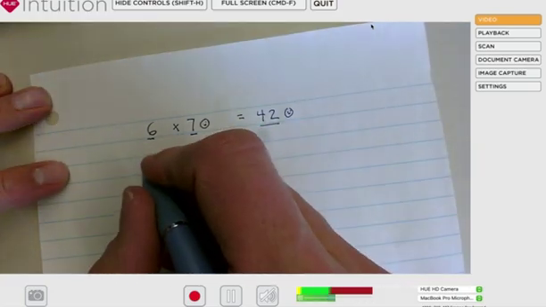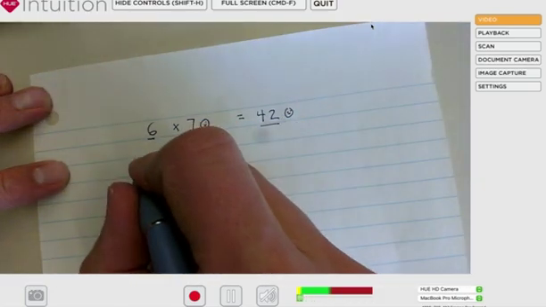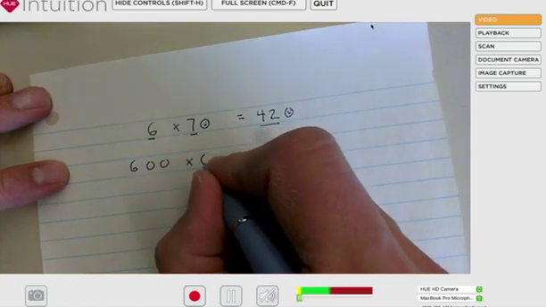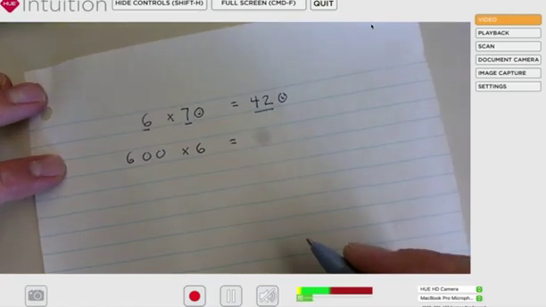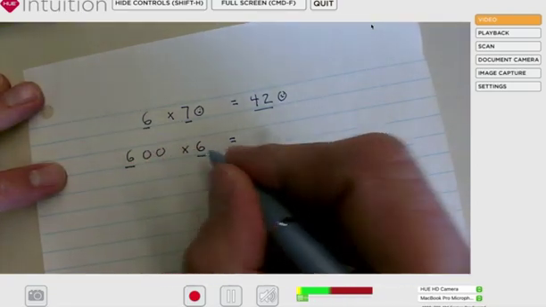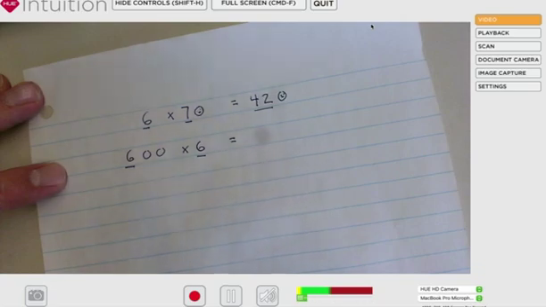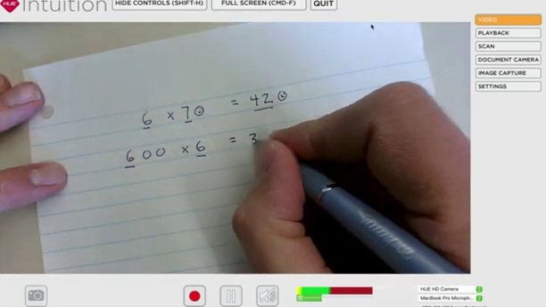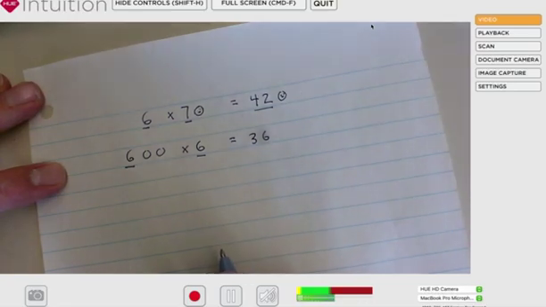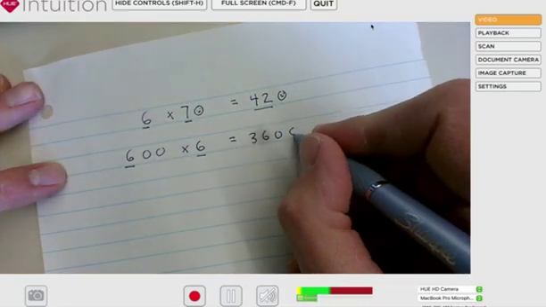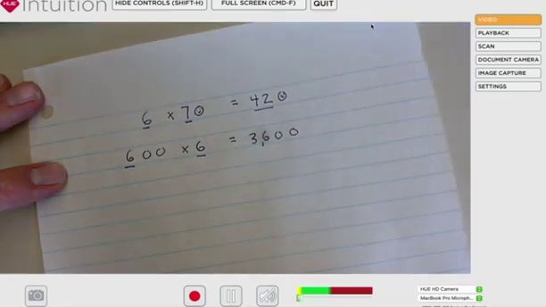Well, Mr. Brown, would it work the same way if one of them was 100? It sure would. What if it was 600 times 6? Yes. Look for the hidden basic multiplication fact, 6 times 6, that lives inside of it. Okay? 6 times 6 is 36. How many zeros do I add? You guessed it, 1, 2. And of course, don't forget the comma.